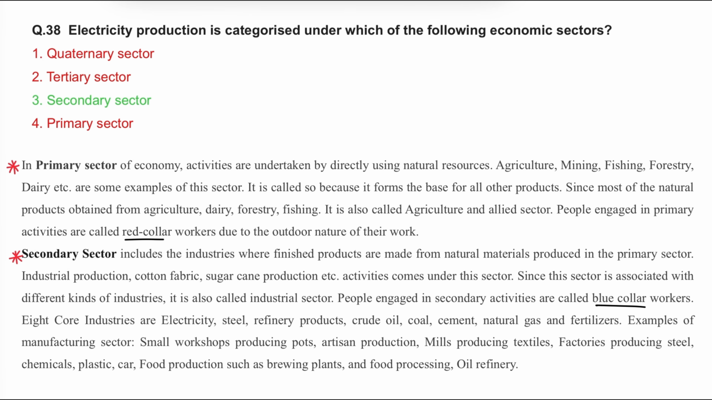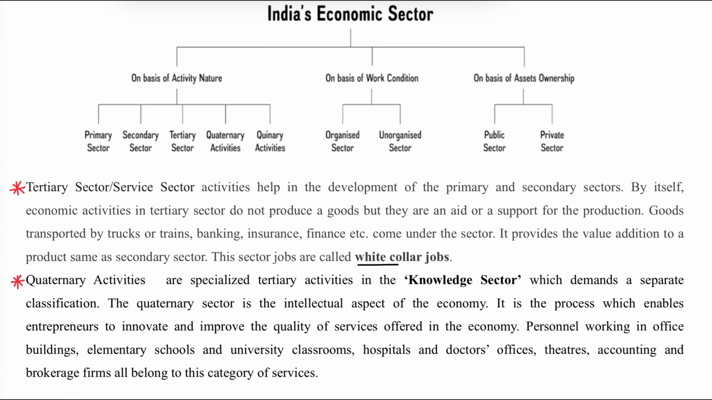Electricity production is categorized under which of the following economic sectors? So, India's economic sectors are classified into three types on the basis of activity nature, on the basis of work condition, and on the basis of asset ownership. On the basis of activity nature, it is primary sector, secondary sector, tertiary sector, quaternary sector, and quinary activities. On the basis of work condition, organized sector and unorganized sector. On the basis of asset ownership, public sector and private sector.